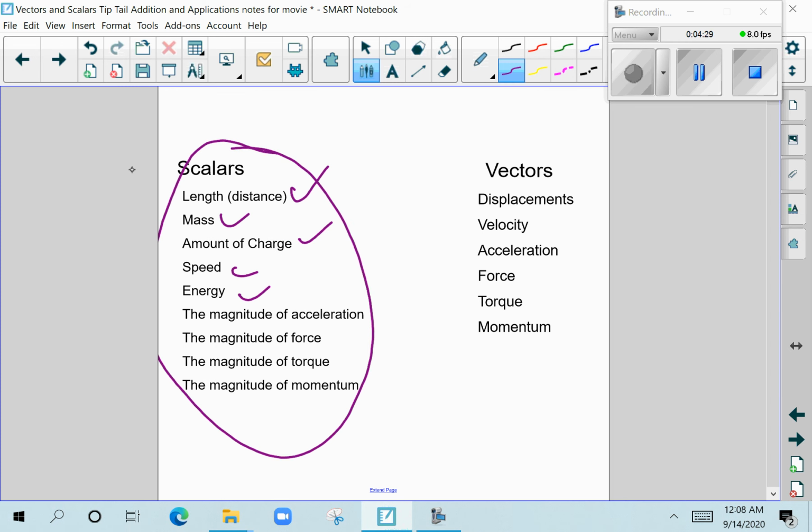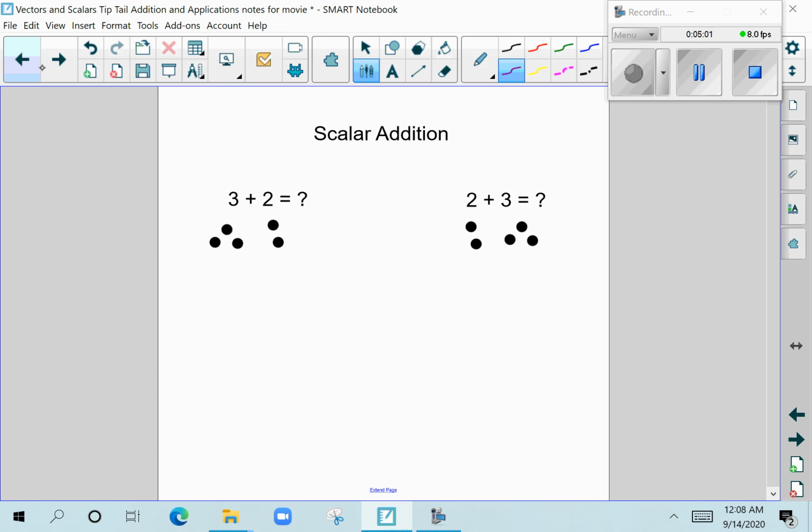Vectors, however, are far more selective. They have to have a direction as well as a magnitude. So instead of a distance, we have something called a displacement. And we'll talk more about that throughout the year. Instead of speed, we have velocity. And they are very different, speed and velocity. Velocities always have a direction. A true acceleration, the true value of acceleration, I should say, has a direction, as well as forces, torques, and momentums. So anything that has a direction involved with an amount will always be a vector.